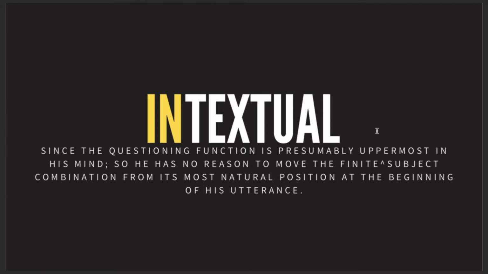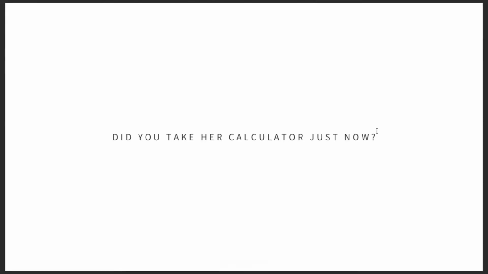his starting point, the teacher's starting point, is the part of the sentence that shows that this is a question. Since the questioning function is presumably uppermost in his mind, he has no reason to move the finite combination from its most natural position at the beginning of his utterance. As a result of these choices, he produces the wording, "Did you take her calculator just now?"